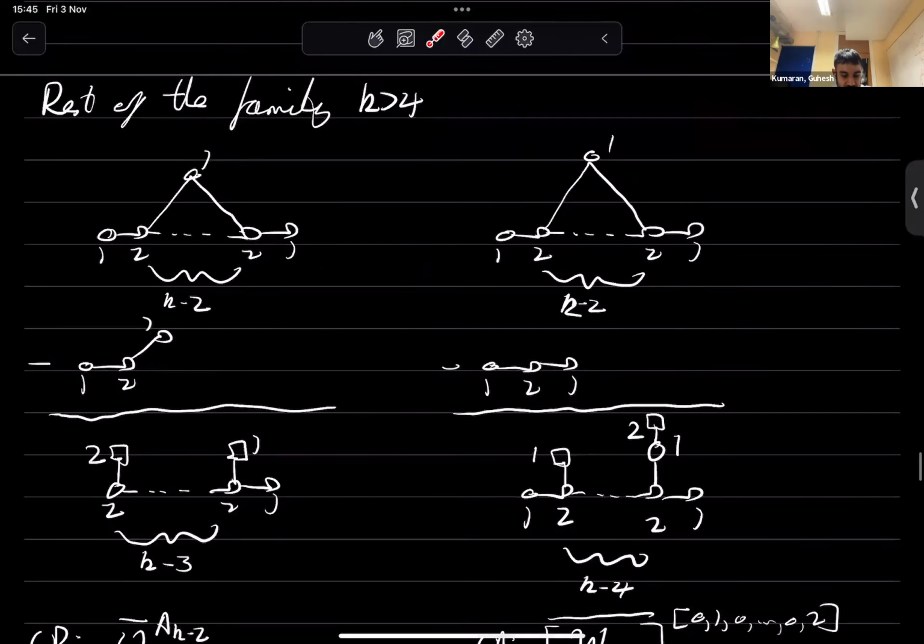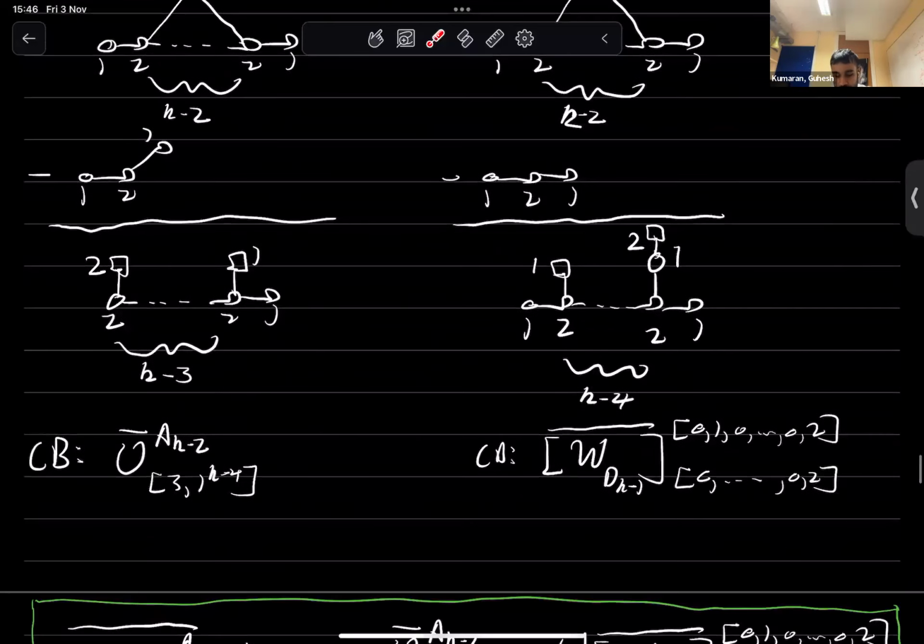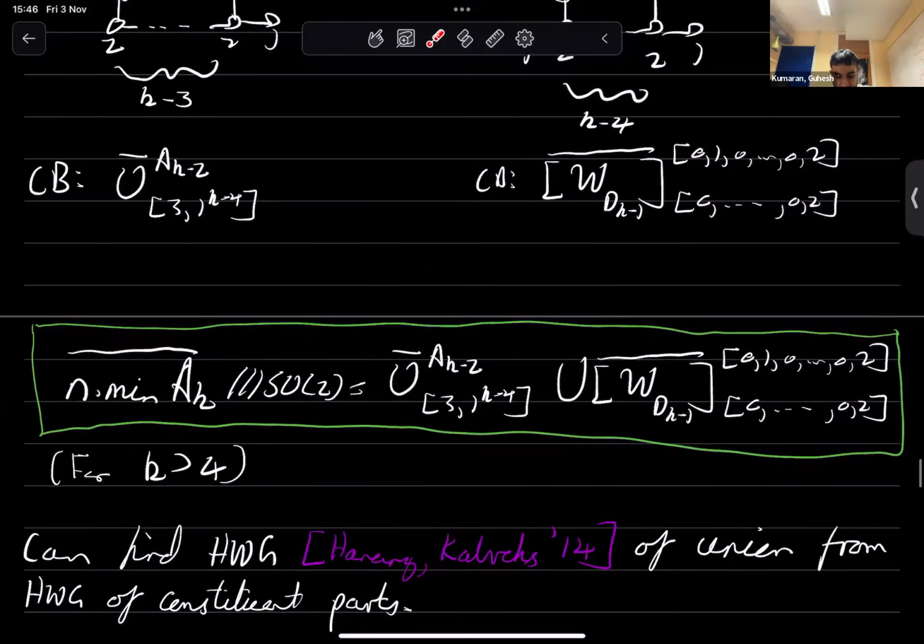When you do the rest of the family, again, you'll find an orbit, and it turns out it's the 3, 1 to the k minus 4 of AK minus 2. And the other one is an affine Grassmannian slice of type dk minus 1, of algebra dk minus 1 with this co-weight, and that's the union.